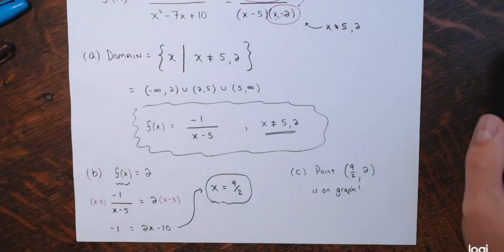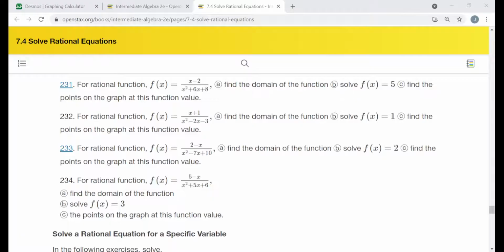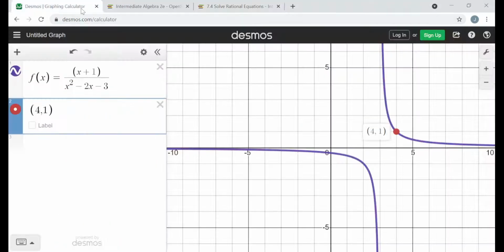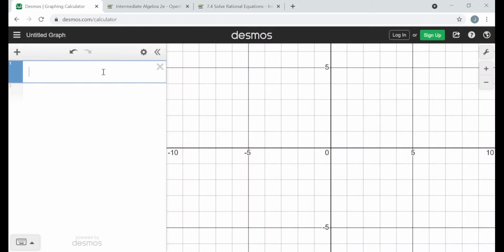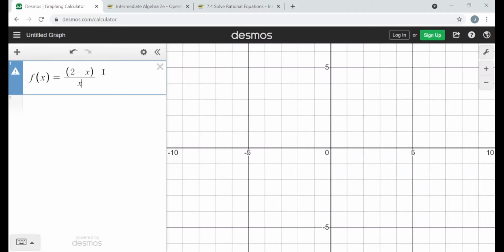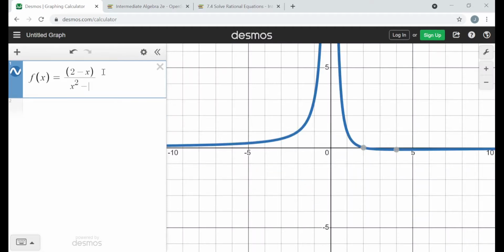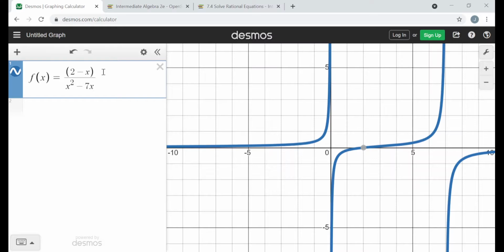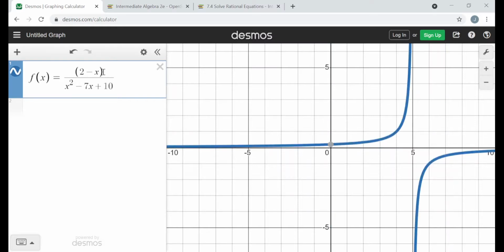And once again, let me show you. Back to this and over to the calculator, the Desmos. Again, I'm going to enter the function the way it was originally given to me: f of x equals, and then 2 minus x in the numerator, and x squared minus 7x plus 10 in the denominator.